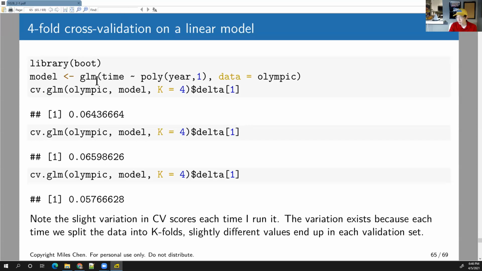Okay, so here, same kind of idea. My model is going to be a linear model, so I just do poly(year, 1), which is a little bit silly. I could just do year. And I'm running the cross-validation 4 different times. We're going to get similar but slightly different results each time, and that's just because there's variation every time we do k equal to 4.